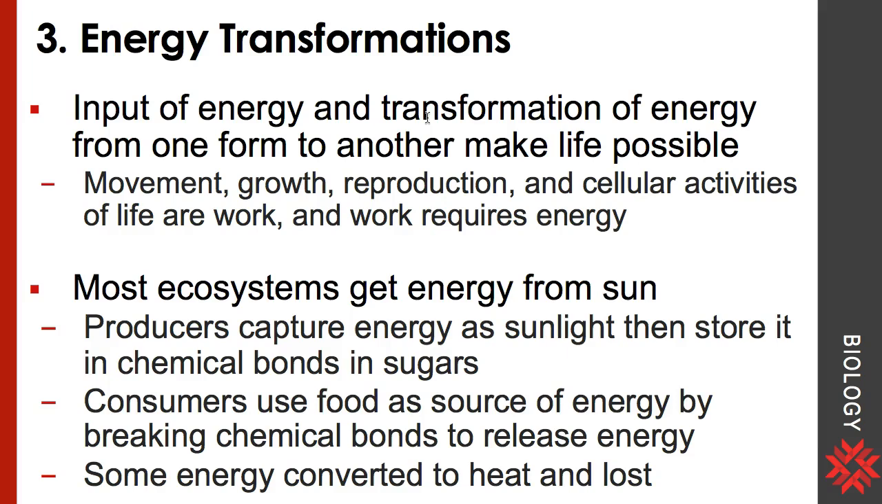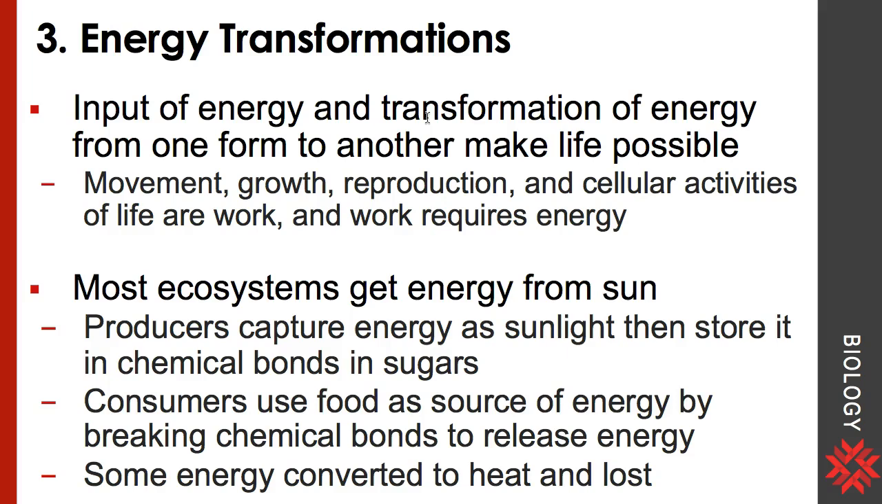Anything like movement, growth, reproduction, any cellular activities are all forms of work which require energy to be able to occur. So where does all of this energy come from? Well, for most ecosystems, this energy ultimately comes from the sun. The energy from the sun in terms of sunlight has to be captured by producers through photosynthesis. So any photosynthetic organism is a producer that is able to capture that sunlight and store the energy in the chemical bonds of sugars. Well, then that energy passes through the food chain as consumers then eat those producers.